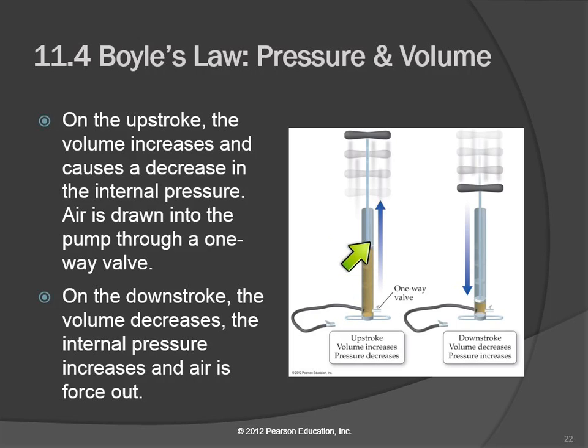It moves this piston up, increasing the volume inside. That causes a decrease in pressure, and it causes air to come in. On the downstroke, when you push down, you are increasing the pressure by decreasing the volume. The air cannot go out that little one-way valve, and so it's forced into the bicycle tire. So a bicycle pump works on this pressure-volume relationship of Boyle's law.